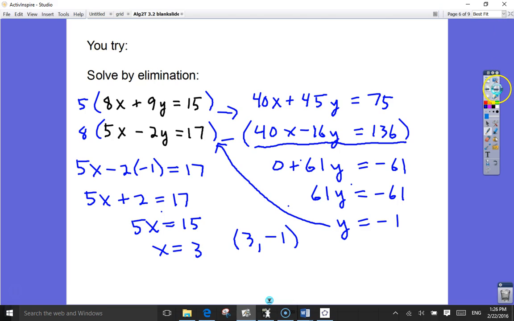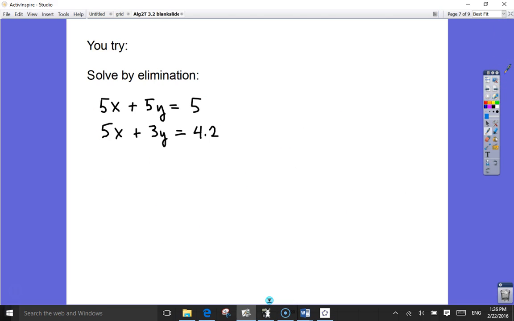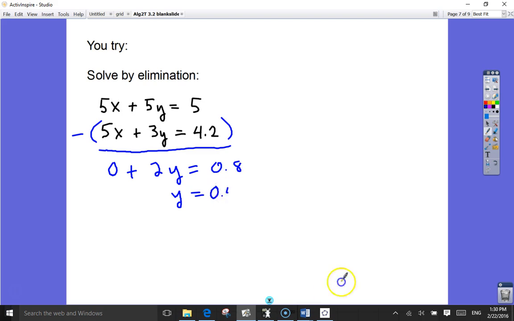Okay. So one last, you try. So did you have to multiply anything? Not really, because the x's are both 5x's, you might as well just subtract. So first step, subtract. So we get 0 plus 2y equals 0.8. Divide by 2, 0.4. Okay, then you've got to plug that in somewhere.